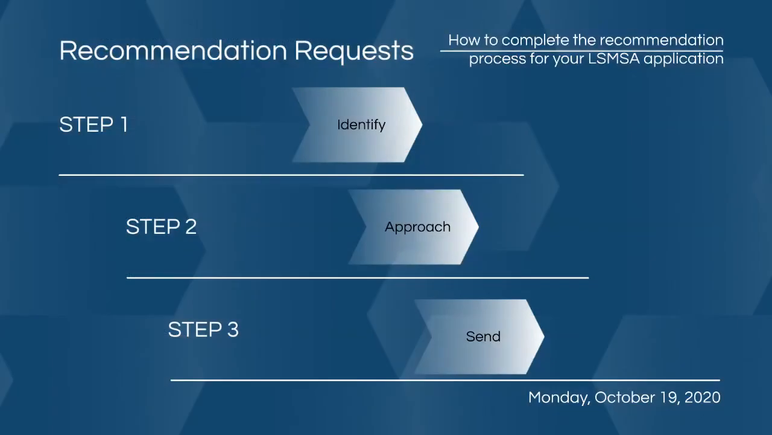So that'll complete our recommendation request video. Again, just follow these 3 steps. Identify who's going to be a good person to write your recommendation. Approach them outside of the email and just let them know that you'd like for them to do your recommendation and that you're going to send them an email. And then step 3 is use the system to send them that request.